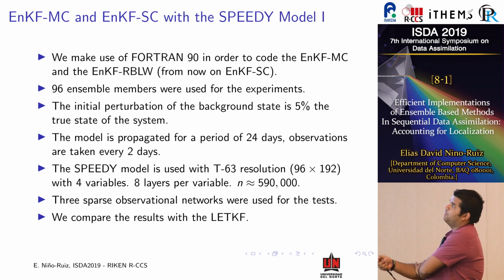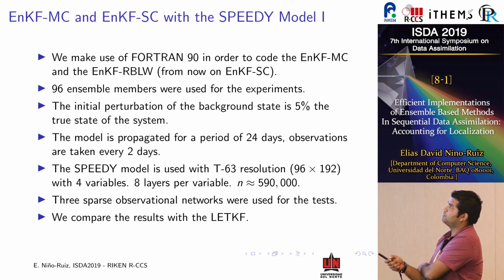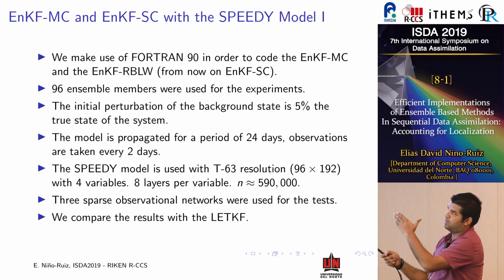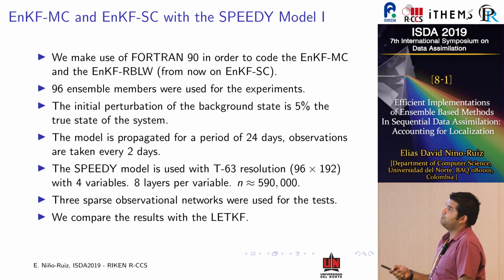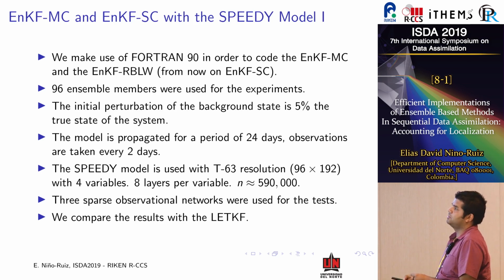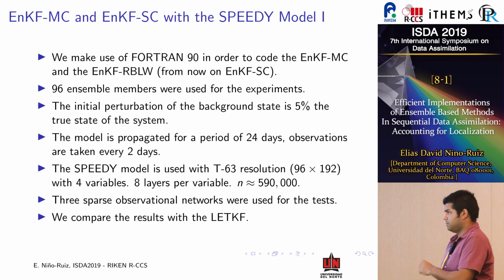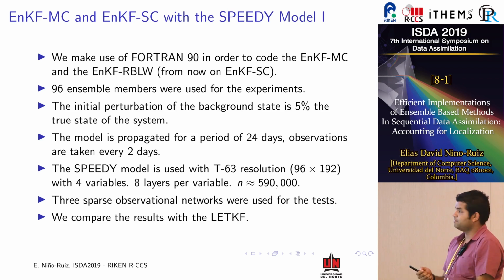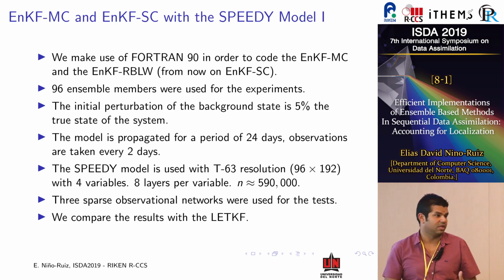Now, let's see some very simple experiments, some toy experiments making use of the SPEEDY model. We make use of Fortran 90 in order to code the EnKF MC, also the RBLW. I'm going to call it shrinked covariance from here. 90 ensemble members, the initial perturbation of the background state is 5%. The model is propagated for a period of 24 days. Observations are taken every 2 days. The SPEEDY model is used with the T63 resolution. It gives us a total number of model components of 590,000 components. Three sparse observational networks were used for the test, and we compared the results with the LETKF.